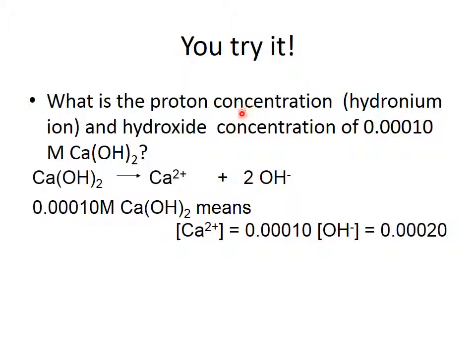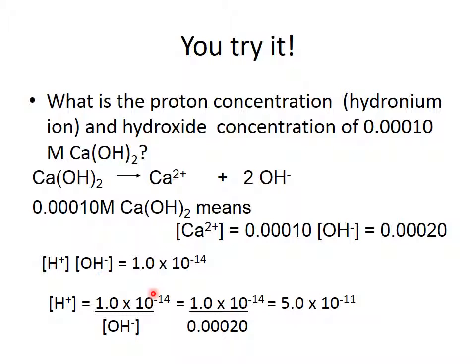Now I can figure my proton concentration. Proton concentration times hydroxide concentration gives me 1 times 10 to the minus 14. I can rearrange that, and I get proton concentration is equal to 1 times 10 to the minus 14 over hydroxide concentration. I plug in my hydroxide value, and what do I get? 5 times 10 to the minus 11.